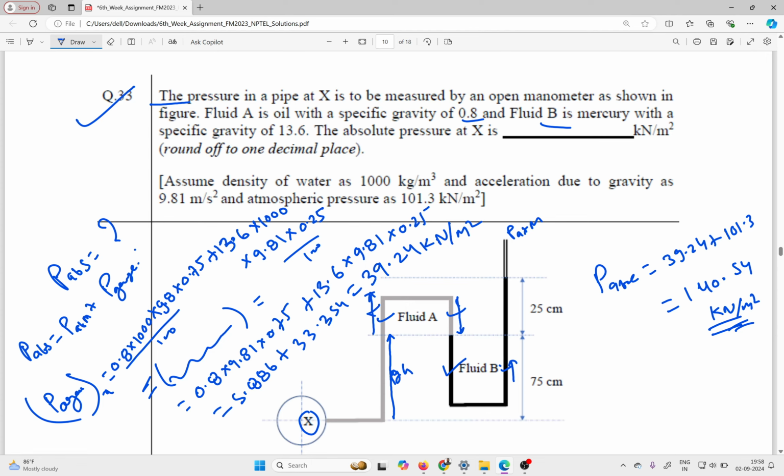So one thing I want to discuss here. Okay, the battery is low. Let me just plug in the charge. Okay.